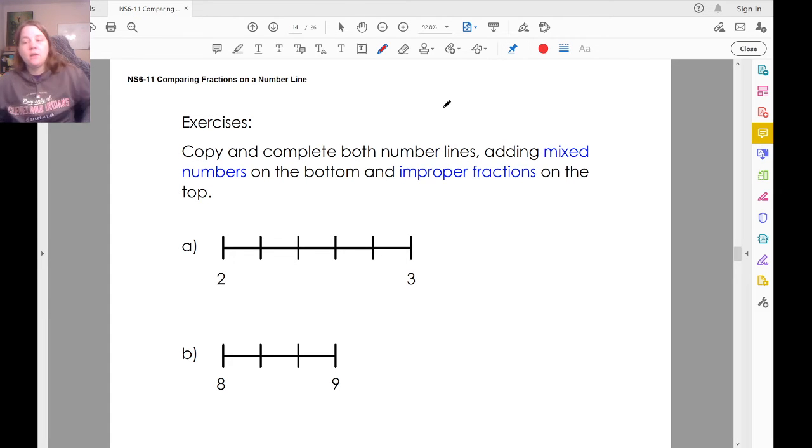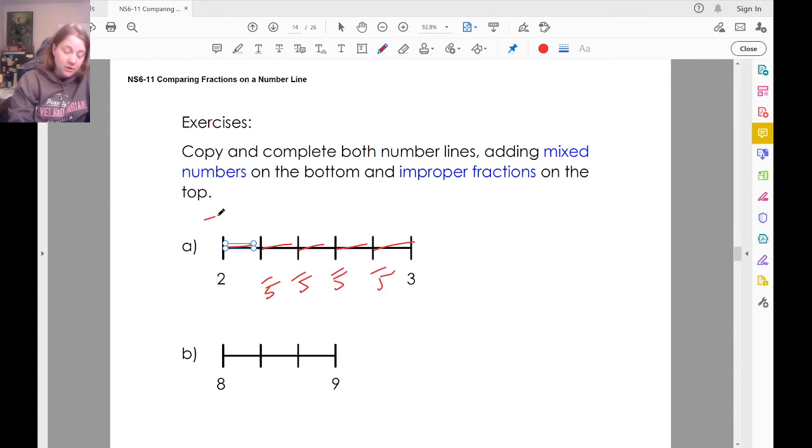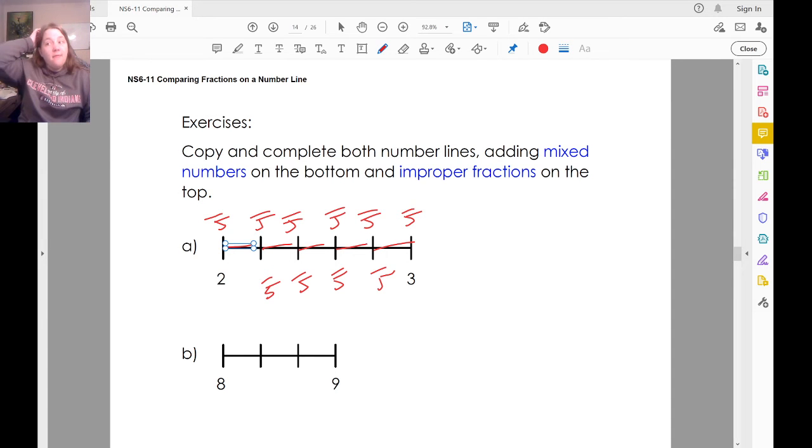Welcome back. So let's look at letter A. Letter A is split into 1, 2, 3, 4, 5. So it's split into fifths. So our denominator for everything is going to be 5. So I'm just going to go ahead and preload all of this because everything on here is going to be 5. Then we need to figure out how many fifths.